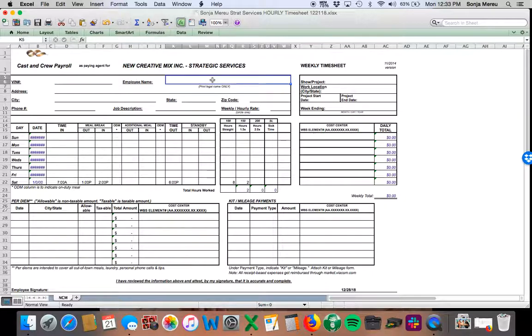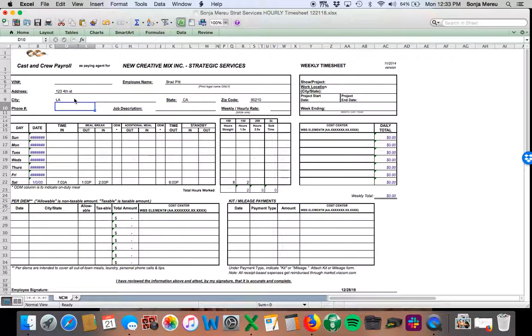Then the next thing would be employee name. So you would put your name here. We'll just use a fake name for this one, and my name here is Brad Pitt. Next line is your address. Again, you put your address. For now, I'll just do 123 4th Street in Los Angeles, California, 90210.